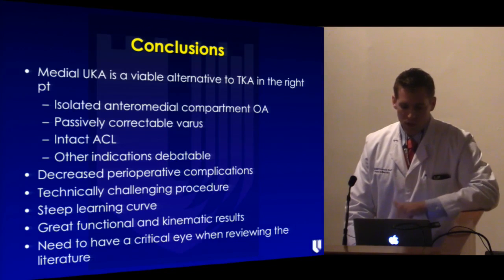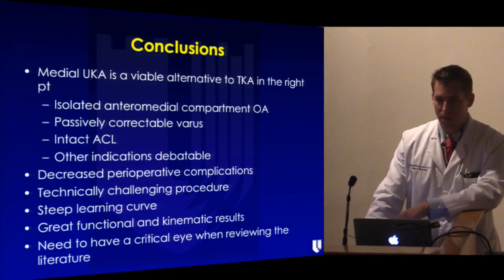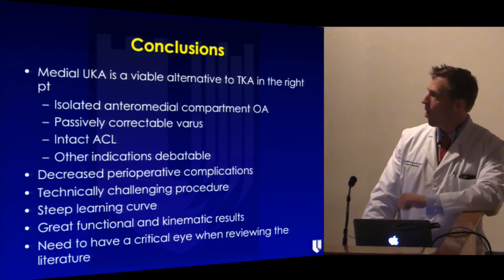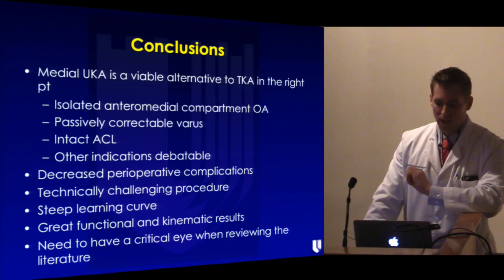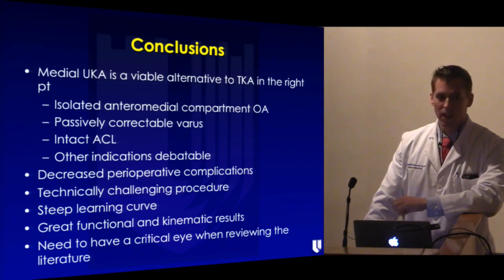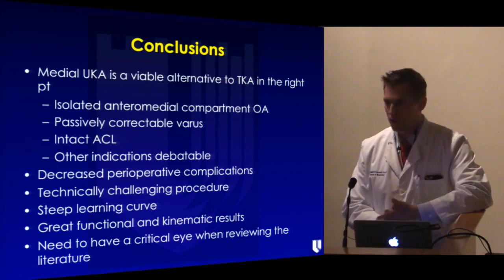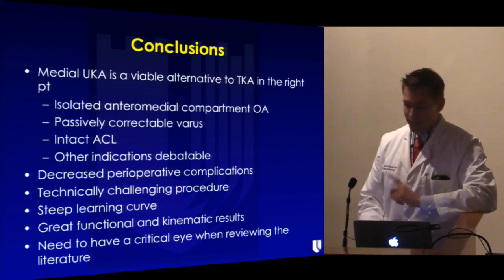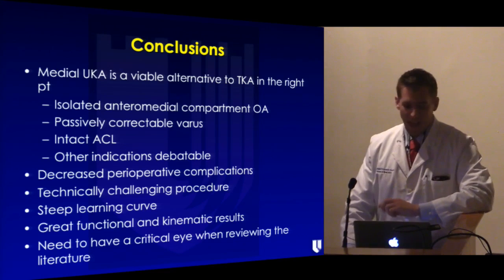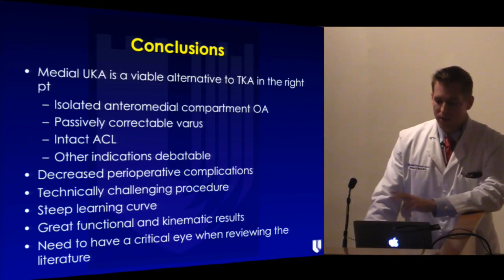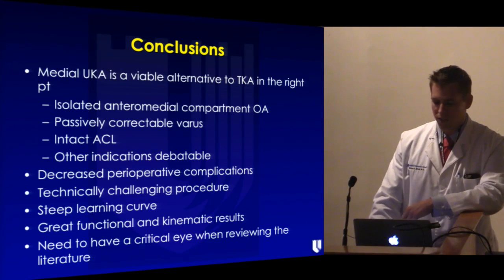So in conclusion, medial uni is a viable alternative to a total in the right patient. What's agreed upon is that they should have isolated anterior medial compartment OA, passively correctable varus, an intact ACL, and then the other indications are a little bit debatable. It does decrease perioperative complications. It's technically challenging, has a steep learning curve, great functional and kinematic results, and you need to have a critical eye when reviewing the literature.